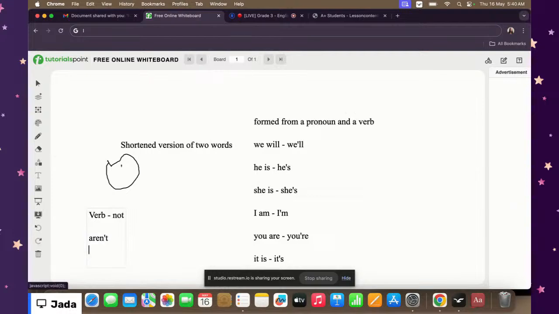We had should not before, so should here, and the not. It's only taking the O out, just like this. So should not, could not. The O is the only one omitted. Could not. Okay? And then would not.